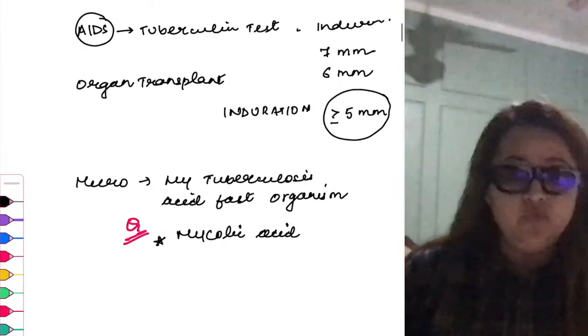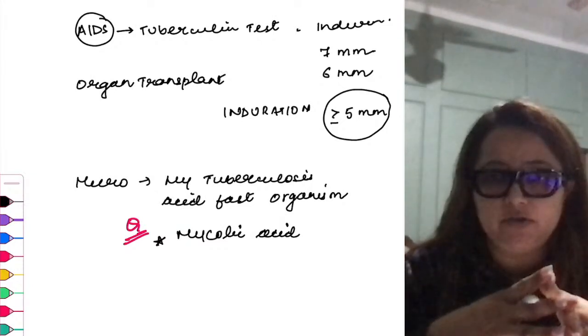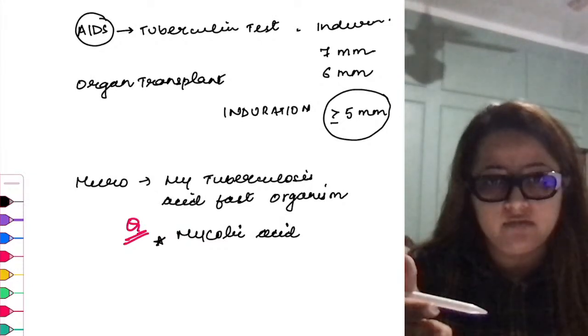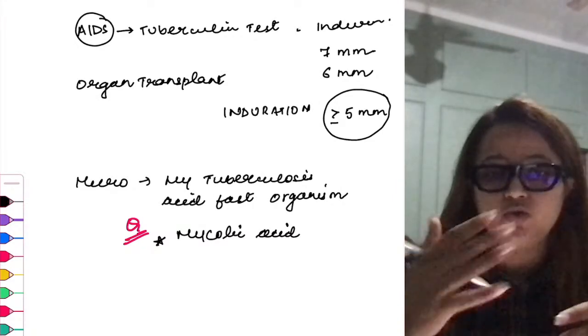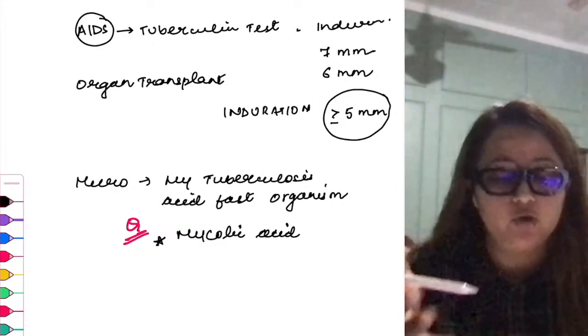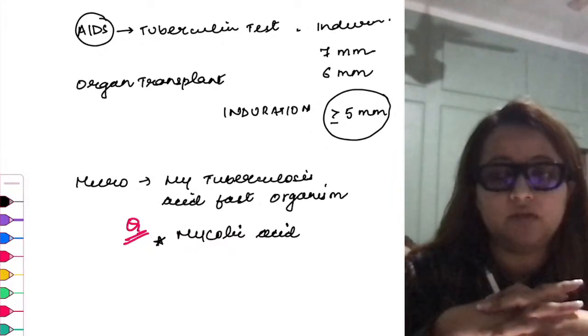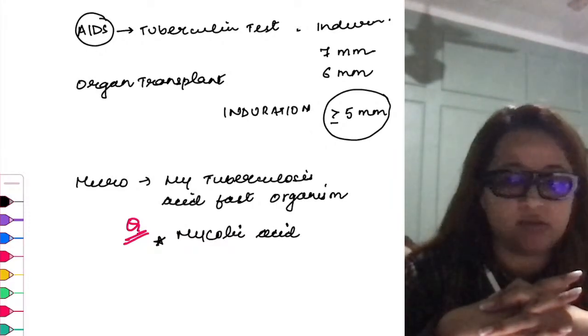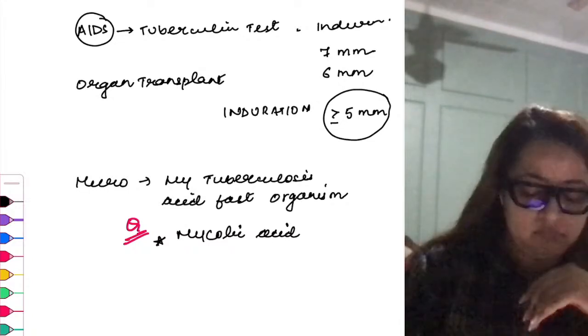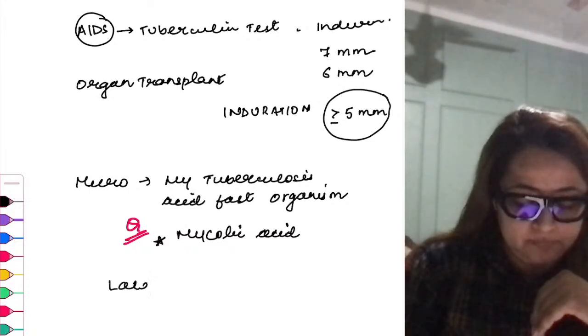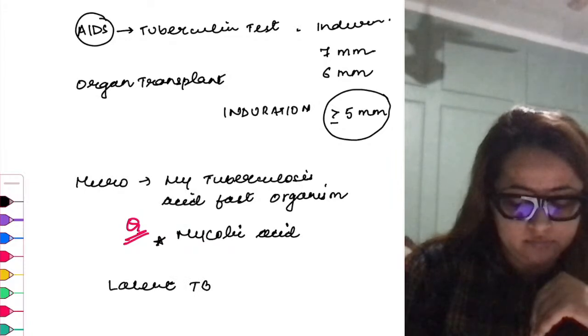Okay. Then moving on to another point here. Supposing someone has an infection, but the patient is not showing signs and symptoms of tuberculosis. What do you call it? Infection is there, but the signs and symptoms are not present. You would call it latent TB.